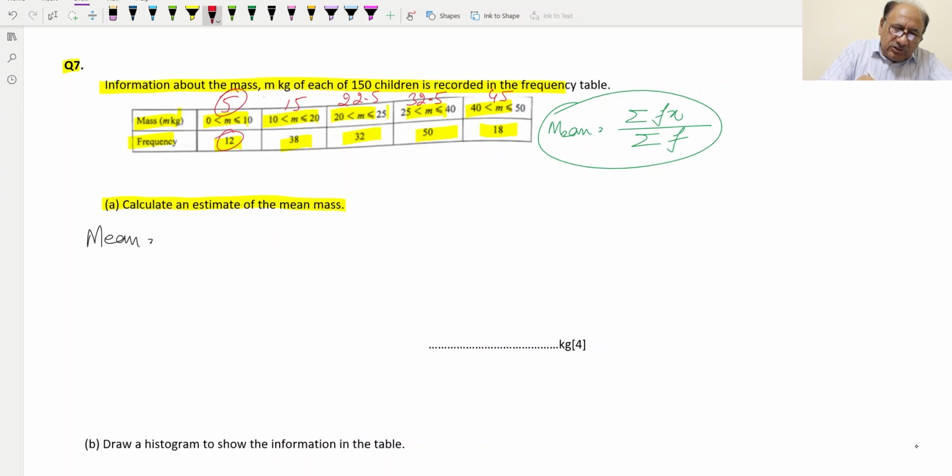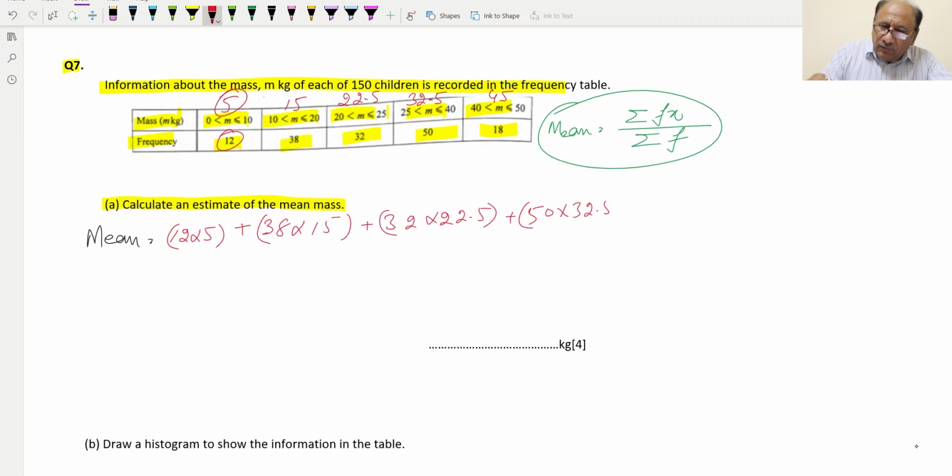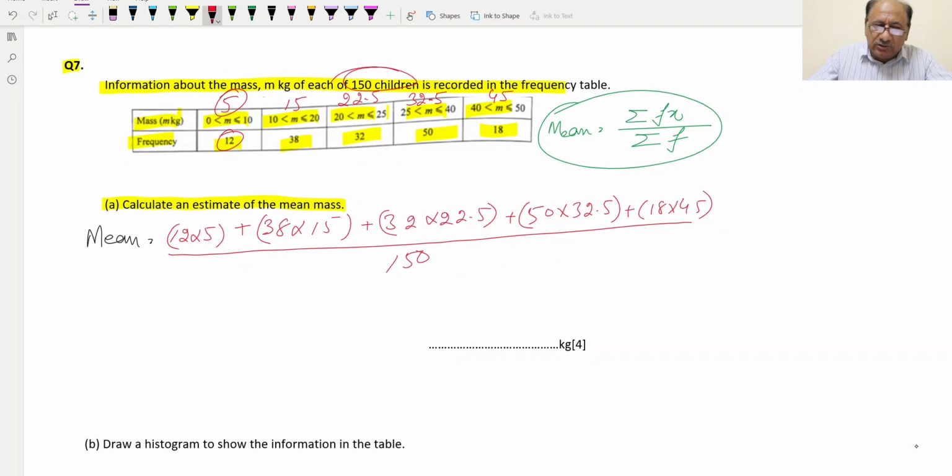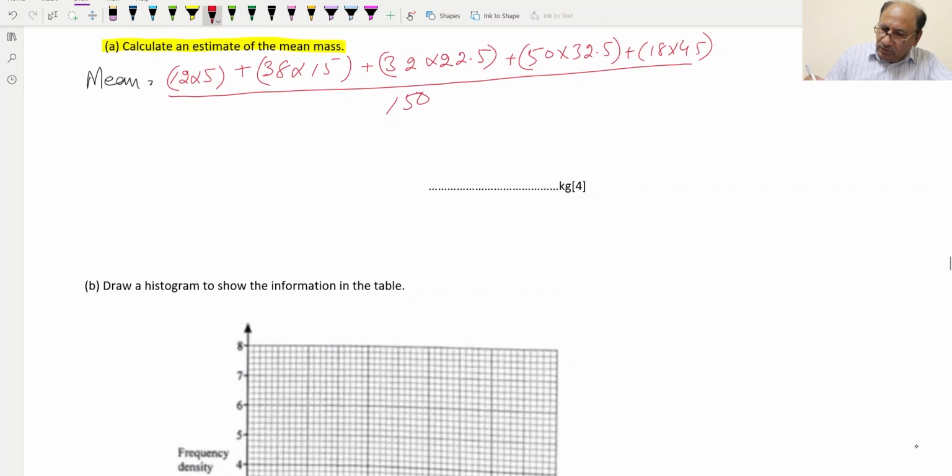And now we'll multiply this with this. So it will be 12 multiplied by 5 in brackets plus 38 multiplied by 15 plus 32 multiplied by 22.5 and plus 50 multiplied by 32.5 plus 18 multiplied by 45, and divided by the total number, which is 150, provided over here from the children.